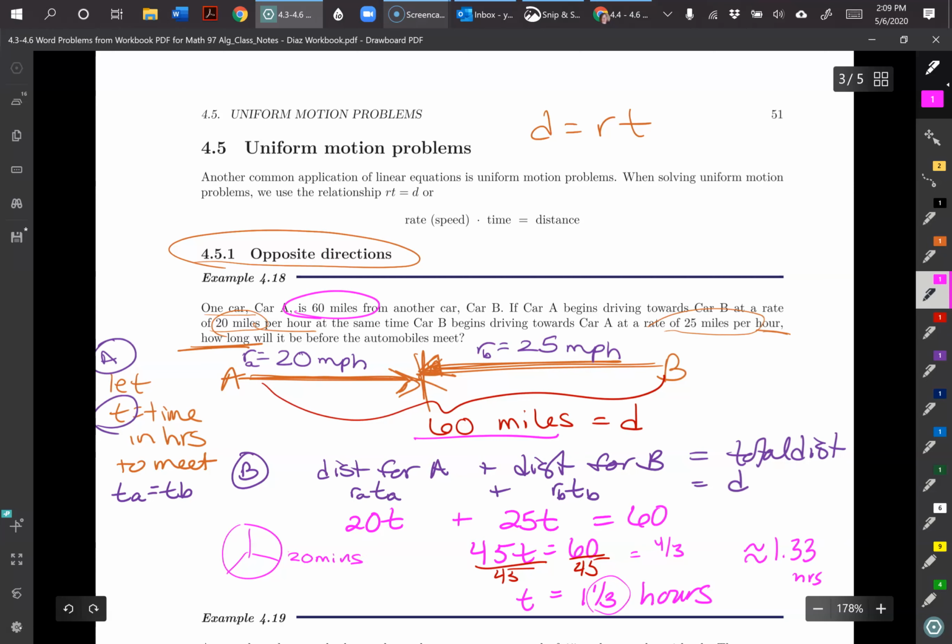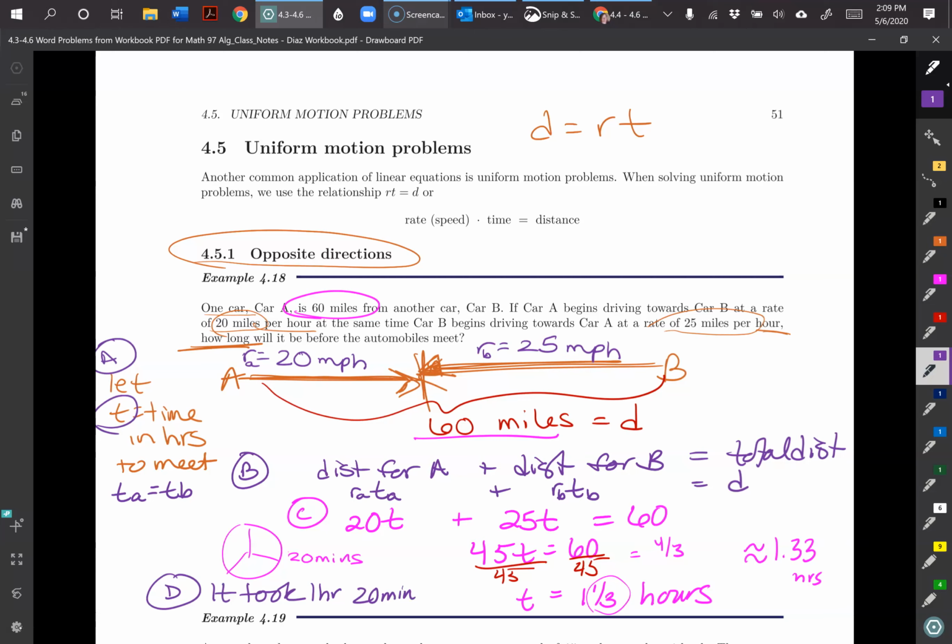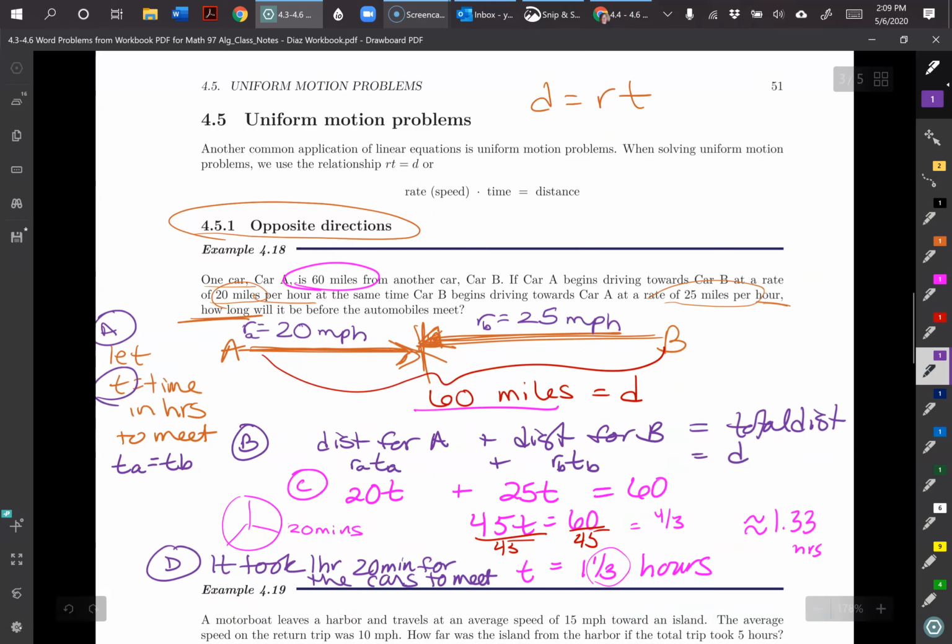So for my sentence, I might want to say something like, it took 1 hour, 20 minutes, although 1 1/3 hours is usually fine unless I ask specifically to split it up, for the cars to meet. Okay, so hopefully that helps you to learn the patterns, like if they're coming towards each other.